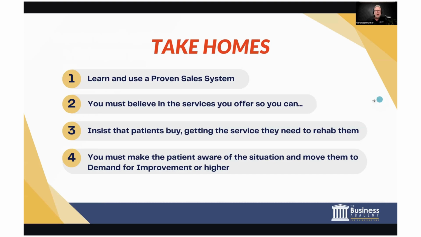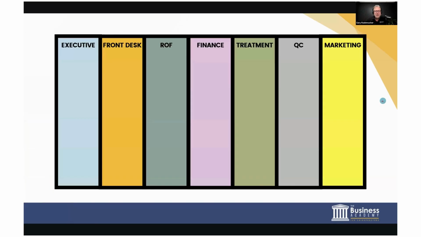So there's some tips. Now, some take-homes. Number 1, we want to learn and use a proven sales system. Number 2, you must believe in the services you offer, right? Number 3, insist that patients buy, getting the services they need to rehabilitate themselves. And 4, you must make the patient more aware of the situation and move them to a demand for improvement, or higher on that awareness scale. I already went over this.